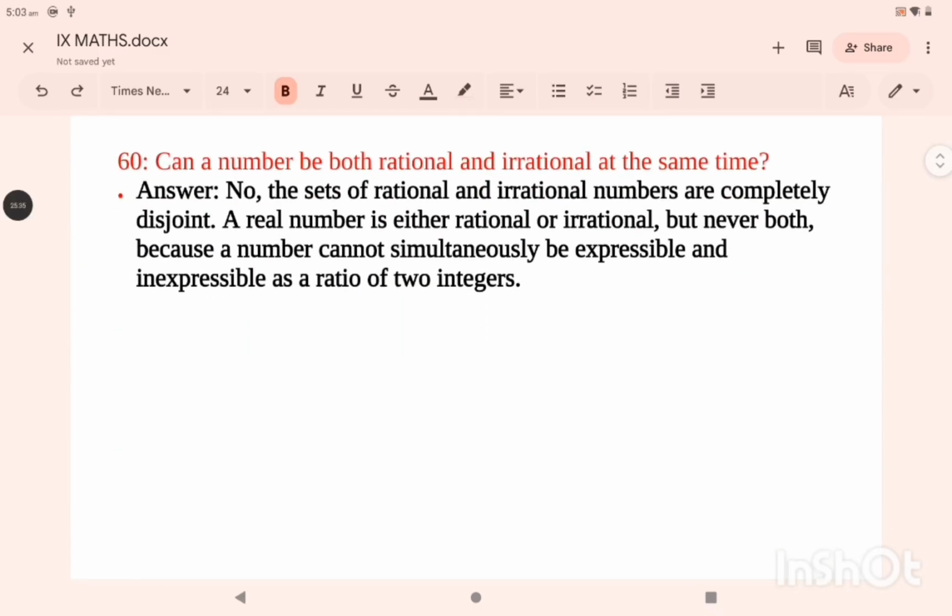Next one. Can a number be both rational and irrational at the same time? No. The sets of rational and irrational numbers are completely disjoint. Disjoint means different. A real number is either rational or irrational, but never both, because a number cannot simultaneously be expressible and inexpressible as a ratio of two integers.